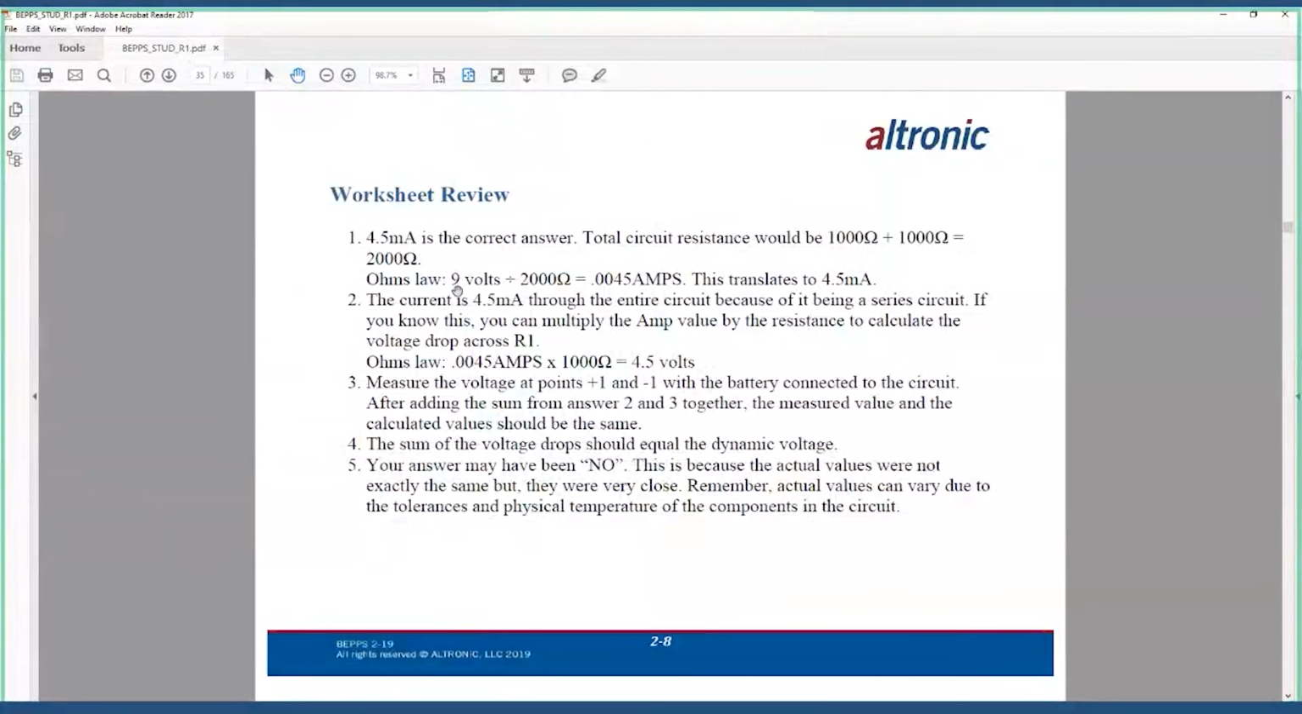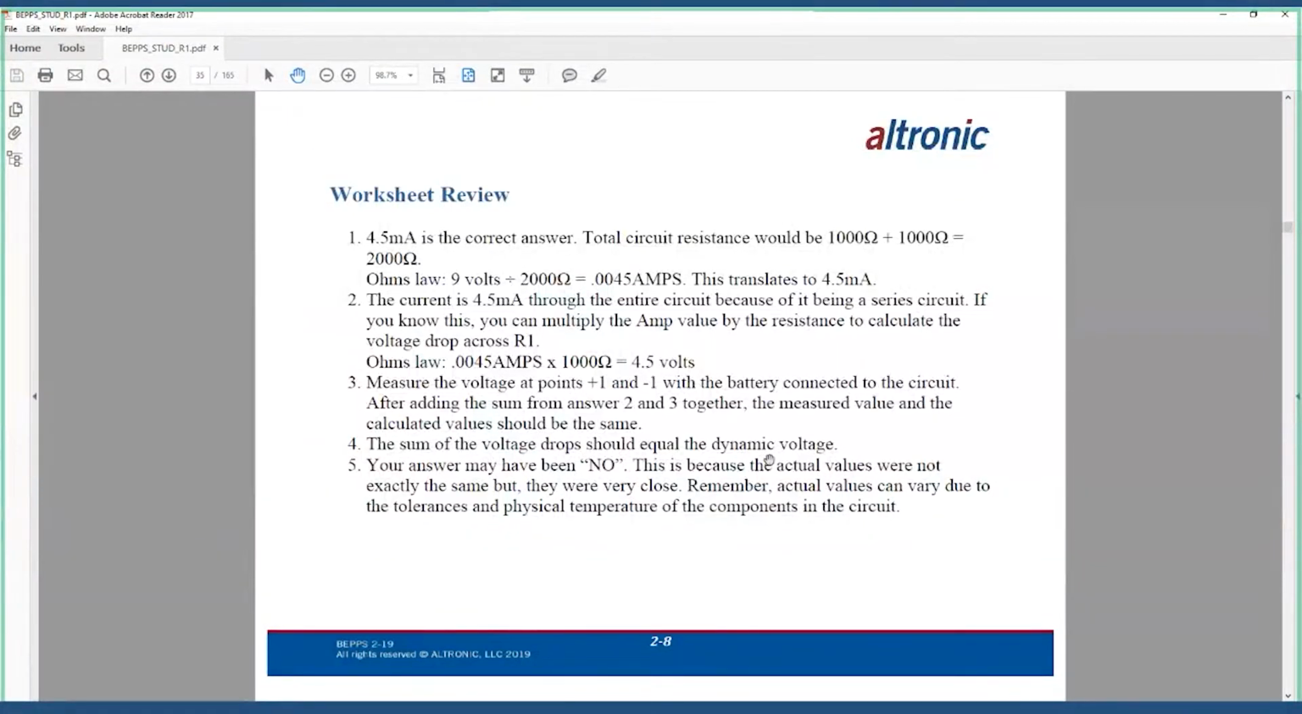So if somebody only had 8 volts on their batteries, maybe their math or their measured value actually only equaled 8. But if they went back and started measuring the circuit, they would see that they had 4 volts across each resistor rather than 4.5. So the sum of the voltage drops should equal the source voltage.